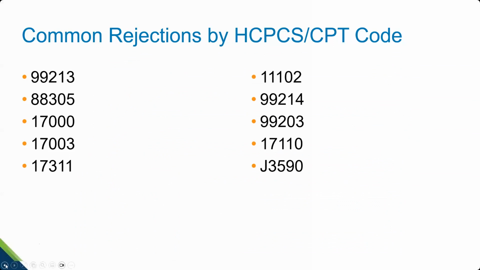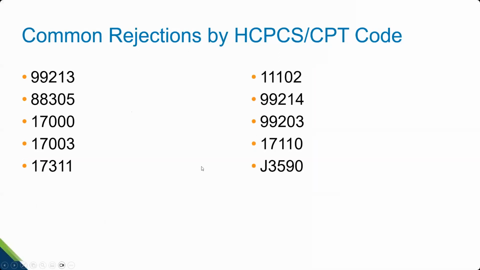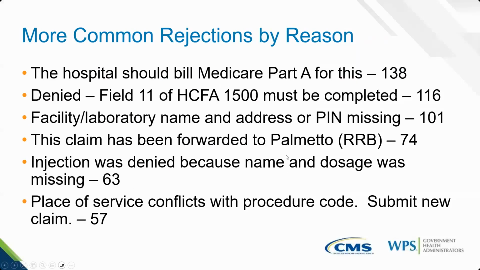And remember when I was identifying those top rejections and denials, you can almost pinpoint which go with which. For example, the J3590 is an unclassified biologic administered by injection, and that's one of the most commonly rejected codes. Well, the reason is because the name and the dosage was missing from the claim. You can see that listed here on this slide. So it all goes together.